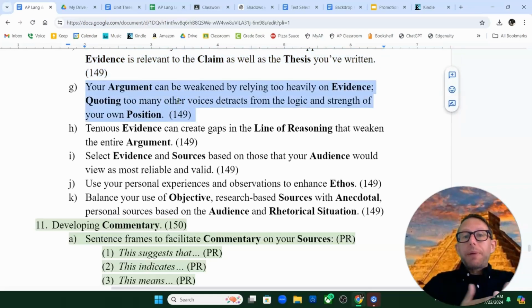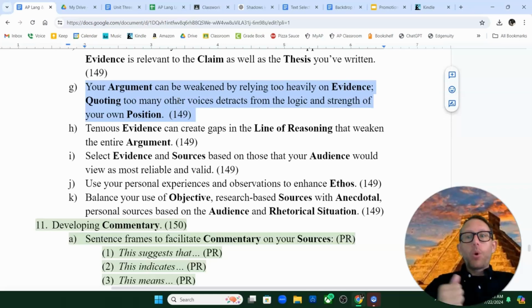Remember that your argument can be weakened by relying too heavily on evidence. Say what? Quoting too many other sources distracts from the logic and strength of your own position. That is true. And it's one of the reasons why I've warned against quote dumping. Having quote after quote after quote, okay? We might get a sense that these sources have a strong opinion on this matter, but that doesn't mean we're going to get a sense that you have a strong opinion on this matter, and moreover, an informed strong opinion on this matter that you can articulate effectively.